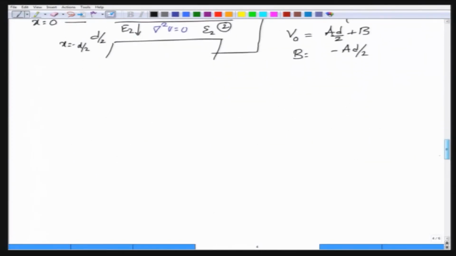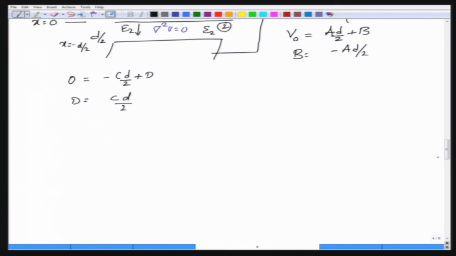Now, I can apply the boundary condition at the bottom plate, which is at minus d by 2. So, I get 0, which is the potential of the bottom plate, equals minus C d by 2 plus d. Again I can write d in terms of C by taking C d by 2 onto the left hand side.